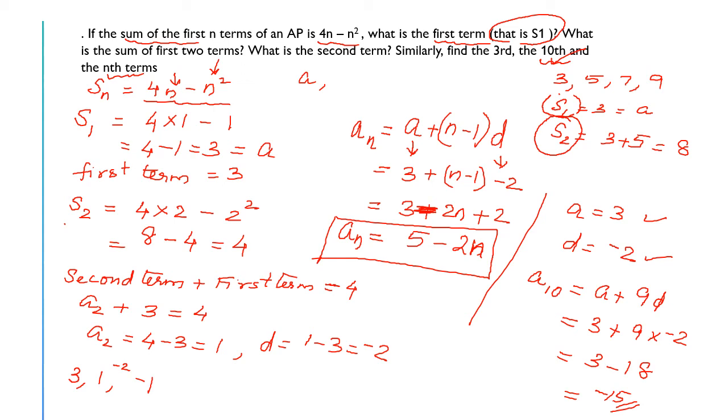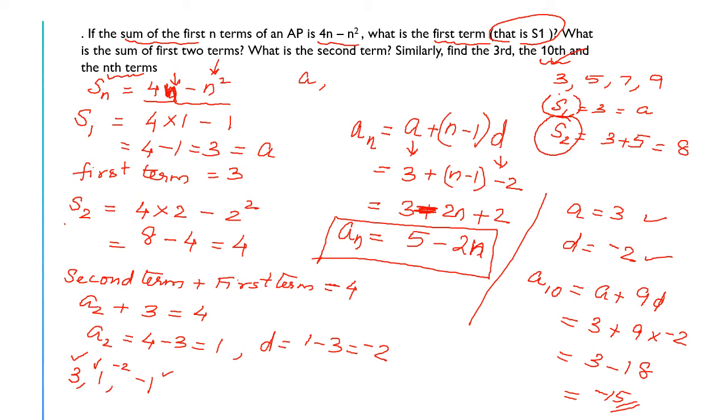Understood? Sn is given as 4n minus n square. Then An is equal to 5 minus 2n. Now you substitute and see. If you put 1 for n, A1 equal to 5 minus 2. What is the answer? 3. That is your first term. If you put 2 here, 5 minus 4, that is your second term. If you put 3 here, minus 1, that is your third term. Can you see that?